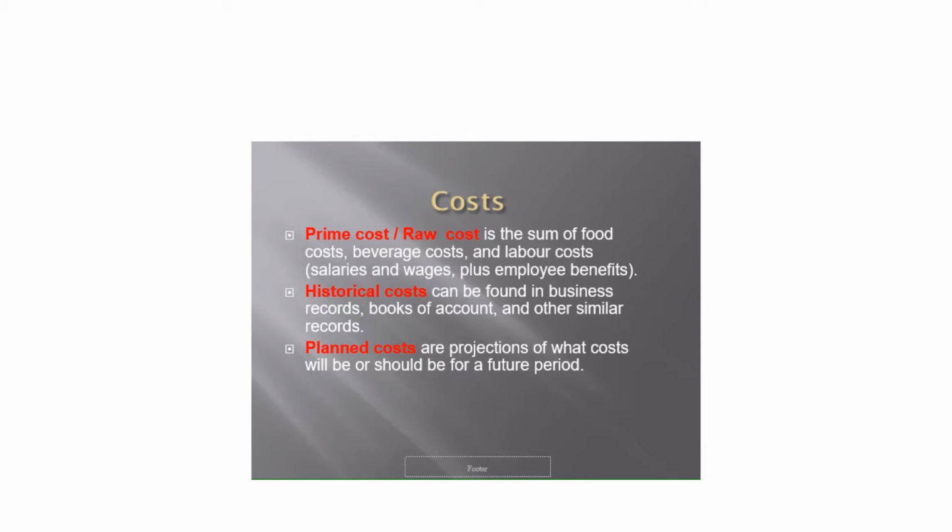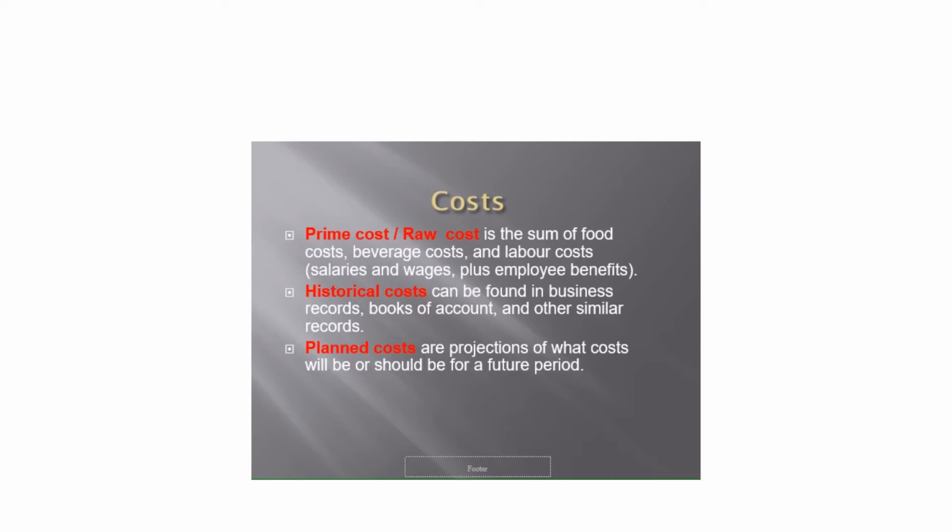The last few types of costs, we have our prime or raw cost. This is the sum of your food, labor, and beverage costs plus employee benefits added together. Okay. We don't talk about this too much in this course. I think the only time we talk about it is CVP, but it's important to know.